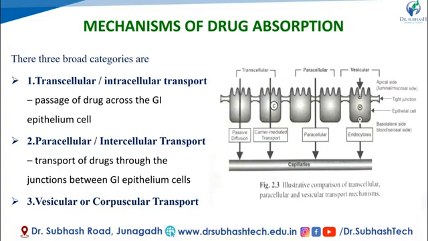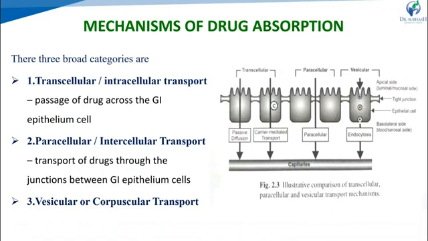Mechanism of drug absorption. There are three broad categories that we use to classify the absorption of drug across the cell membrane. The first one is transcellular, or intracellular transport. This is a major pathway for the absorption of drug. What is transcellular? It is the passage of drug across the GI epithelial cell. Throughout the cell, the drug crosses the cell membrane. So that is called transcellular or intracellular transport. Passive diffusion and active transport are examples of transcellular transport.